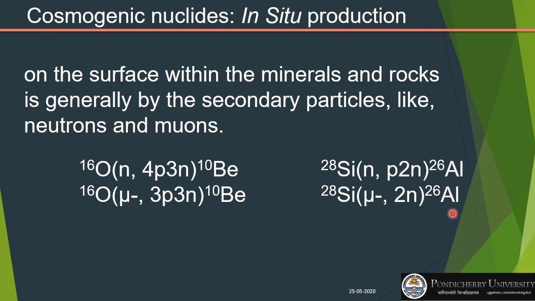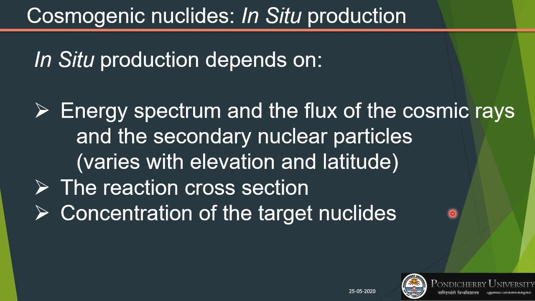In fact, the order of production of such cosmogenic in situ nuclides is a few tens to a few hundreds of atoms per gram per year. But we now have good technological advancements in the form of the accelerator mass spectrometer, where we can measure even low concentrations of such nuclides, and that led us to develop a lot of very interesting applications.